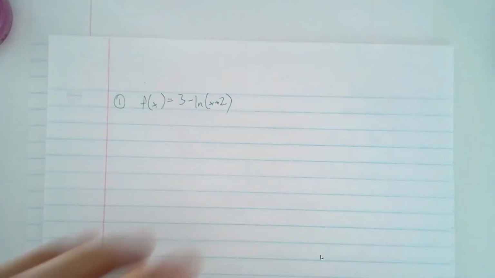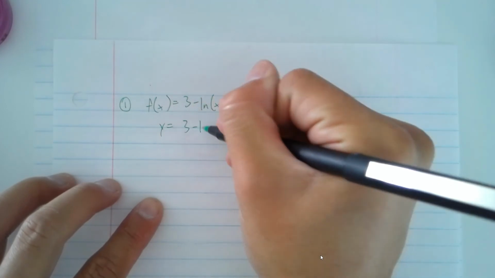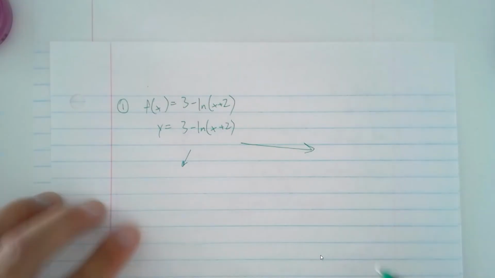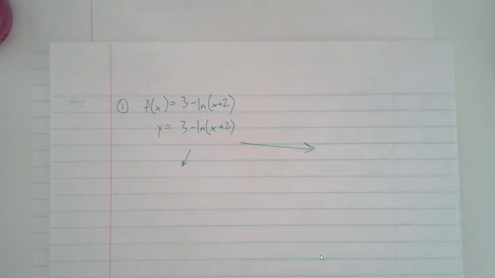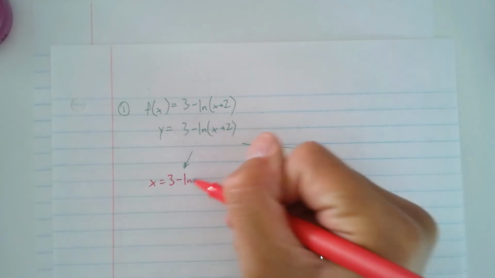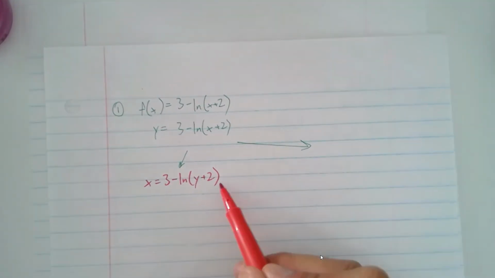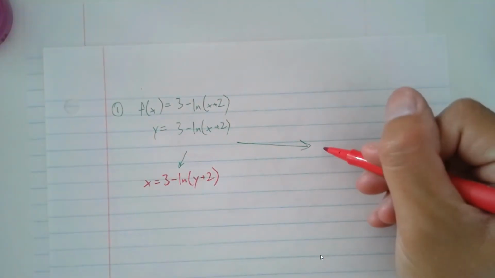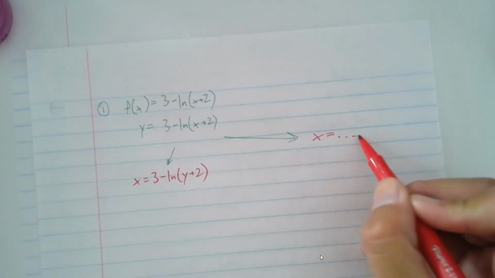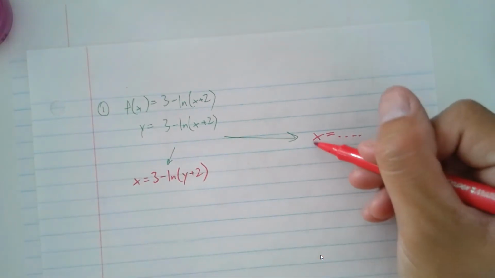I'll just tell you what you've got to do. You can rewrite this, maybe this will make it a little bit easier. You have two options. Either you can change the positions of y and x, so you have x is equal to 3 minus ln of y plus 2, and then you just solve for what y is now. Or you can solve for x, and then you just switch the notation at the very end.